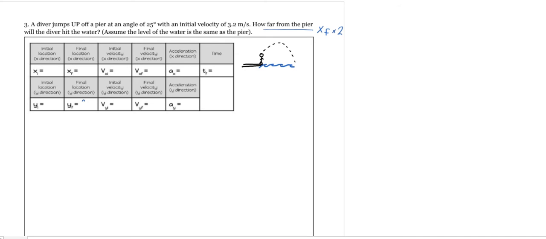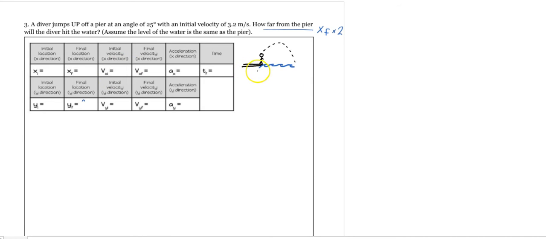So we have two problems left in this final practice for projectile motion. Number 3 says a diver jumps off of a pier at an angle of 25 degrees with an initial velocity of 3.2 meters per second. How far from the pier will the diver hit the water? Assume the level of the water is the same as the pier.